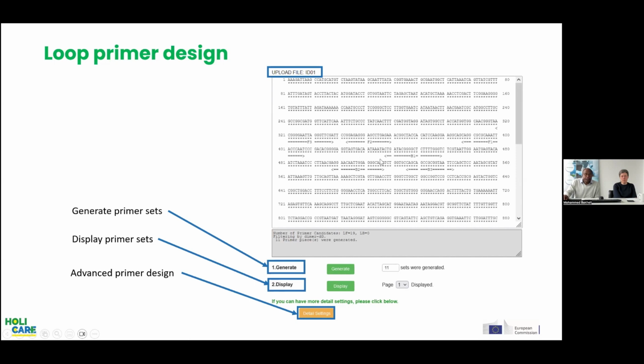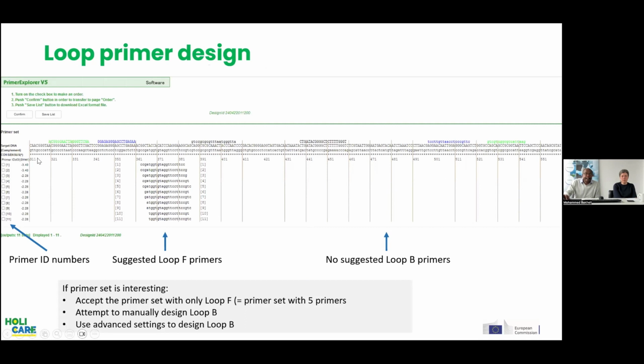now the software will start searching for suitable primers, and it comes back to you with a number here. And in this particular example, 11 primer pieces were generated. You can press on display, and again, you will see your sequence. You will see the sequence of the original primer set, and now you see that there is some suggested loop primer from Primer Explorer. But I see that there are only suggested loop F primers. In this region, the software couldn't find a loop B primer.